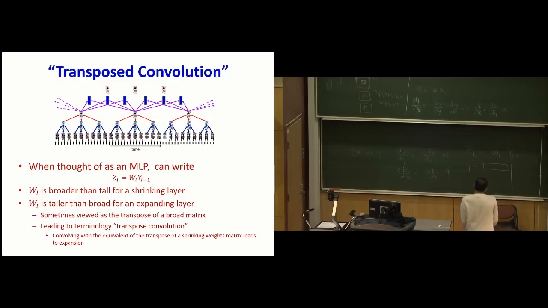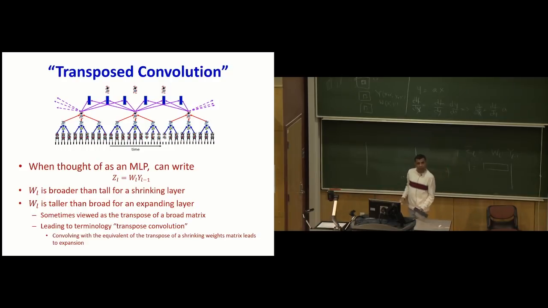Okay. So if I have an expansion, then Y_{L-1} would be small, Z_L is going to be tall. What is the shape of the weight matrix going to be?